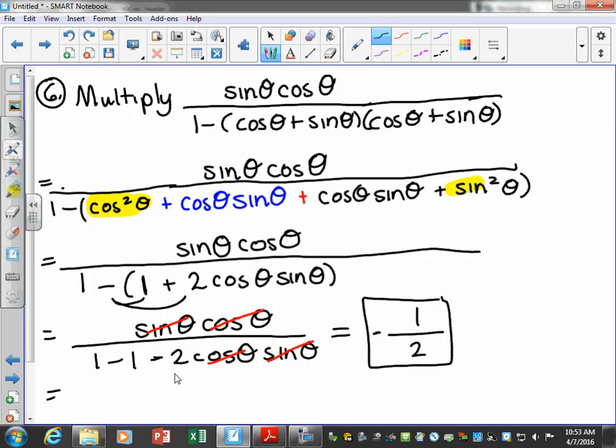Okay, so then that's just going to simplify because the 1 minus the 1's gone. The sine theta, cosine theta is reduced with these, and we'll just have that left.